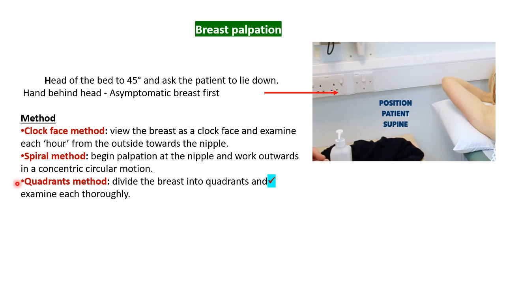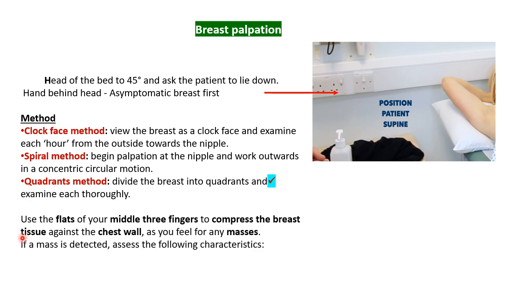Thirdly, the quadrant method: divide the breast into four quadrants, and then examine every quadrant thoroughly. This is the more widely used method of examination. Now, how to go about it? You use the flat of your hand, not the tips of your fingers. Use the flat of your middle and three fingers to compress the breast against the chest wall.